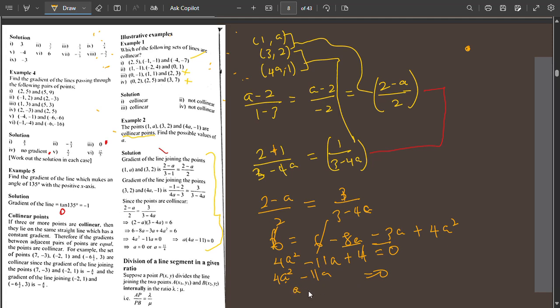That means we can factorize a out. We have a times 4a minus 11 is equal to 0. And then we will have a being equal to 0, or a being equal to 11 over 4. So those are the values of a.